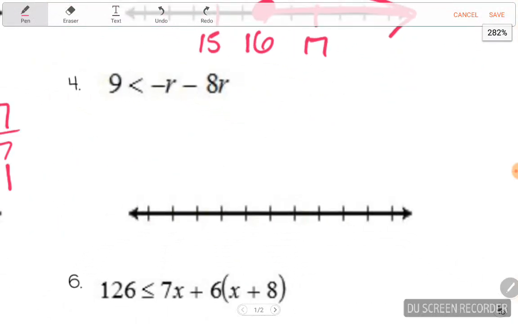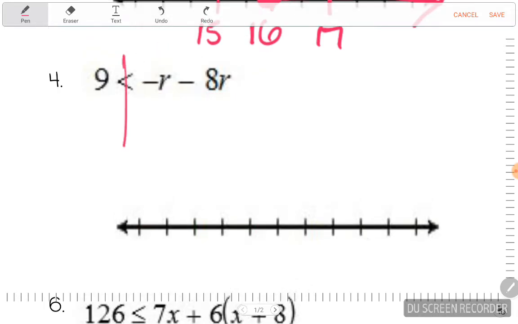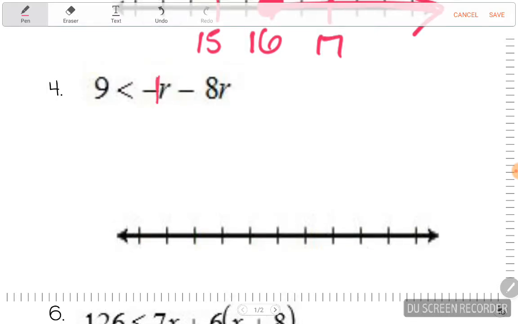Okay, for number 4, I have two things that both have to do with R, so I can combine them. They're on the same side. This is what divides it into two sides. These are on the same side, so I can combine them. If there's no number, it's an invisible 1, so I have -1 and -8. These are going to combine and give me -9. So I have -9 R's.